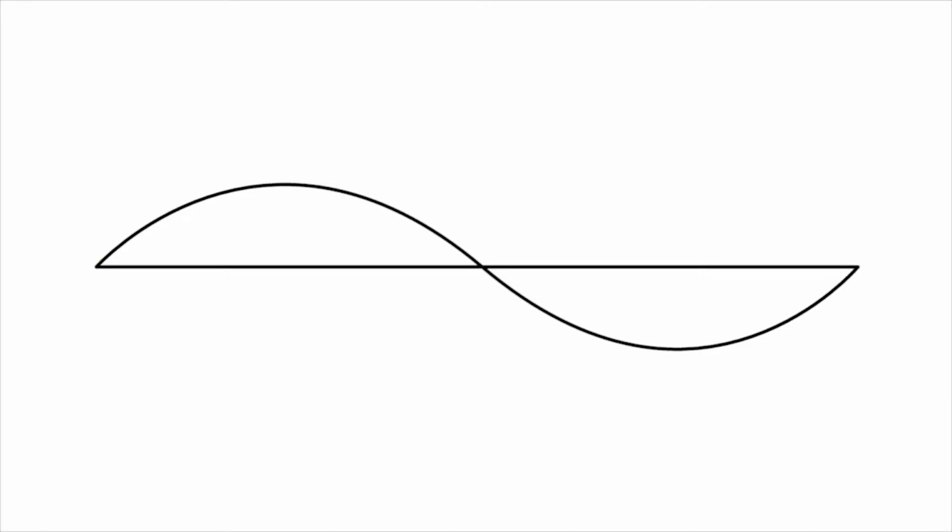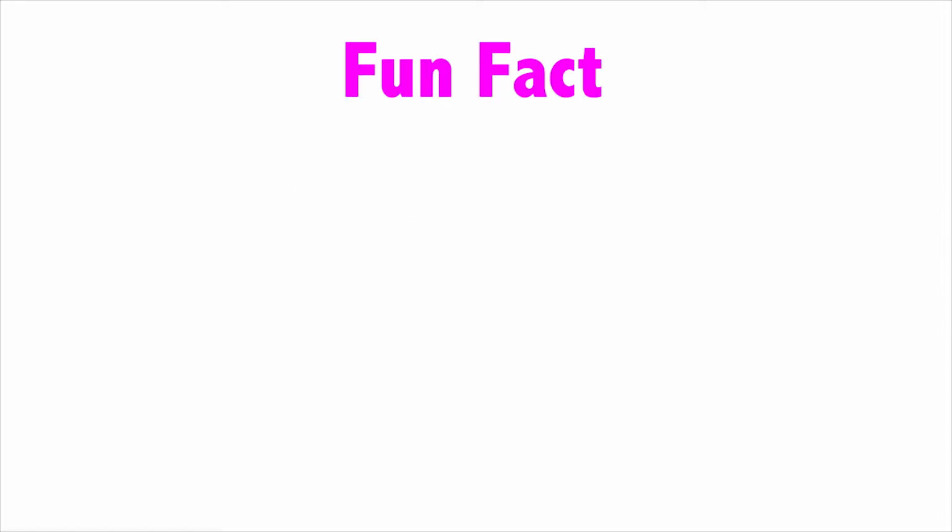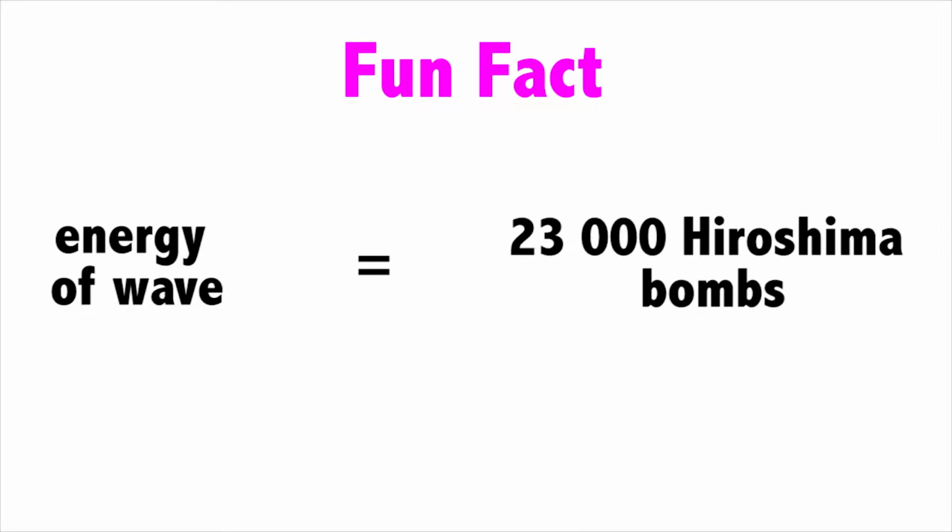The wave is also composed of the amplitude, which is the distance from the crest to the middle of the wave, and is directly proportional to the energy the wave contains. Therefore, the more energy a wave has, the bigger the wave. It was estimated that the amount of energy transferred within the waves of the Boxing Day tsunami were equivalent to 23,000 Hiroshima bombs. That's one big wave.